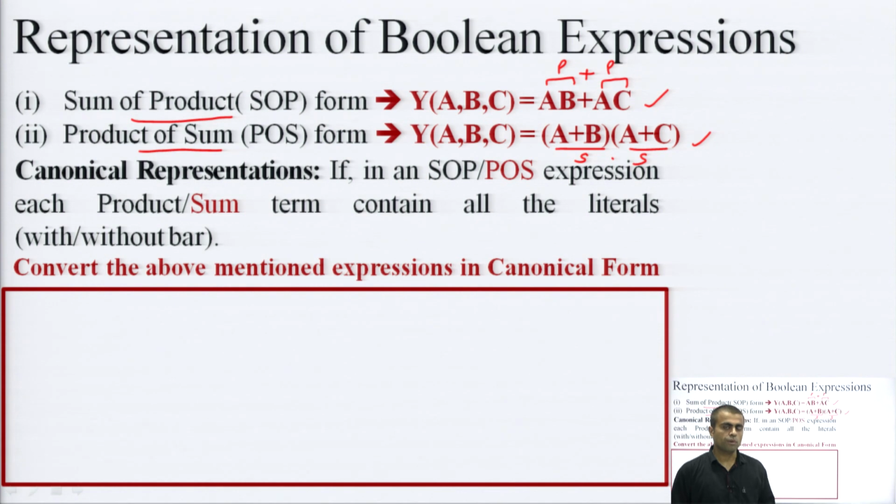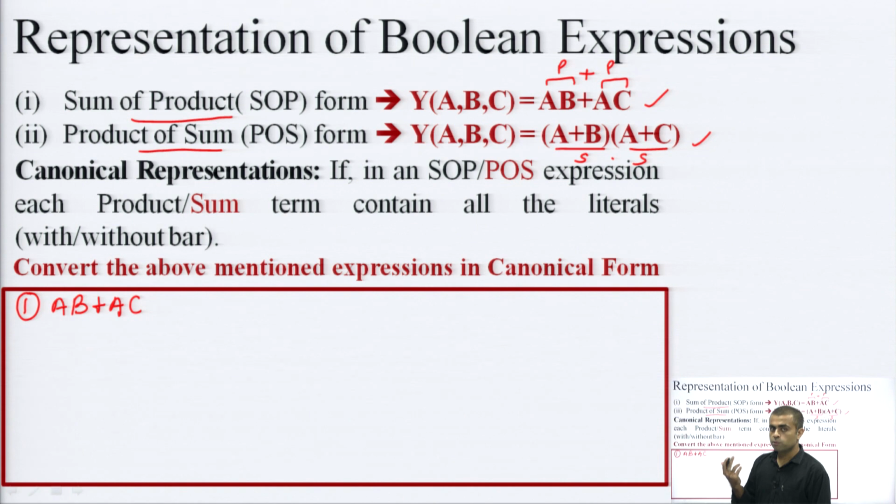In the next topic, we will be covering that, but before that, we will first see how to convert a non-canonical SOP and a non-canonical POS into a canonical version. For this we have left this space blank. So, AB plus AC, I am doing this first conversion. If I want to convert this non-canonical SOP into a canonical SOP, I have to identify which are the missing variables.